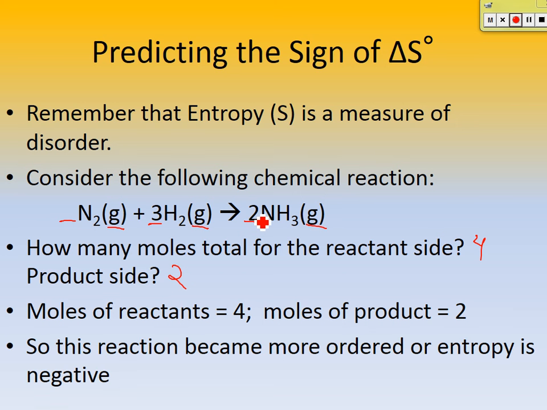So if we look at this, the reaction became more ordered, so the entropy change is negative. If I asked you the sign of delta S here, I hope that you would say that the sign is going to be negative. It's getting more ordered. Okay, we can see that. There were 4 moles of gas here, only 2 moles of gas here.